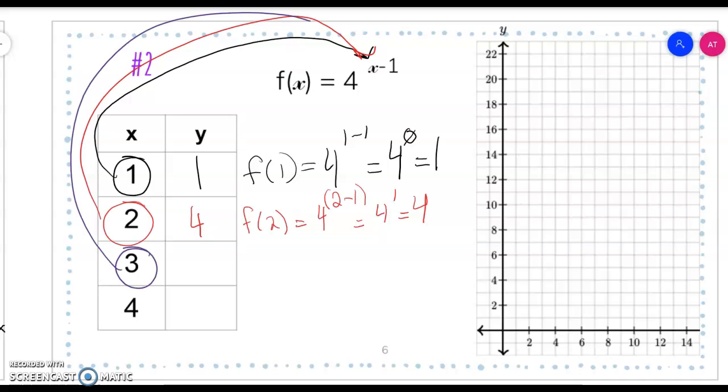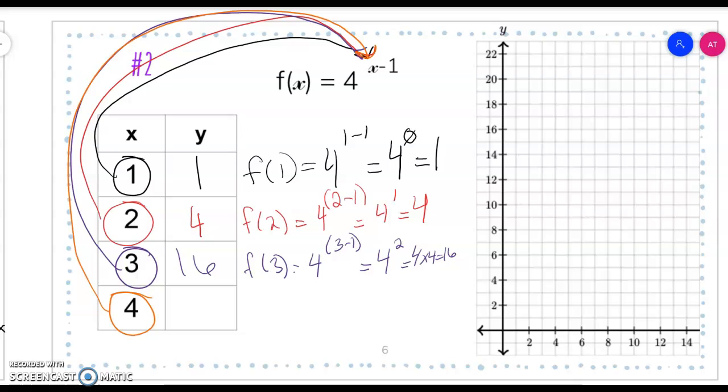And I'm going to continue this on with f of 3 equals 4 to the power of (3 minus 1). Now what's 3 minus 1? 2, which means 4 times 4, which is 16. So see, this is kind of slowly increasing. So now I have f of 4 equals 4 to the power of 4 minus 1, which would be 4 to the power of 3, which would give me 64. Let's see, 16 times 4 is 64, yep.